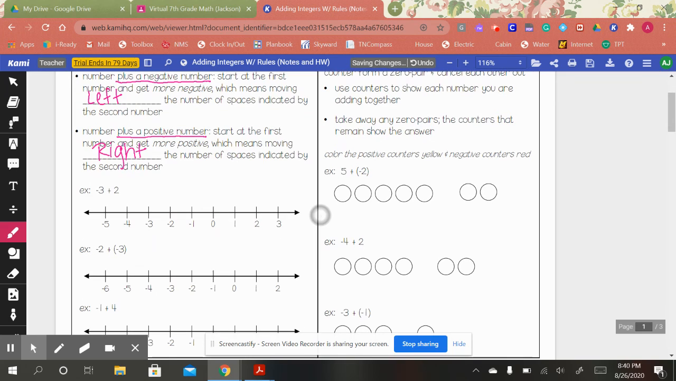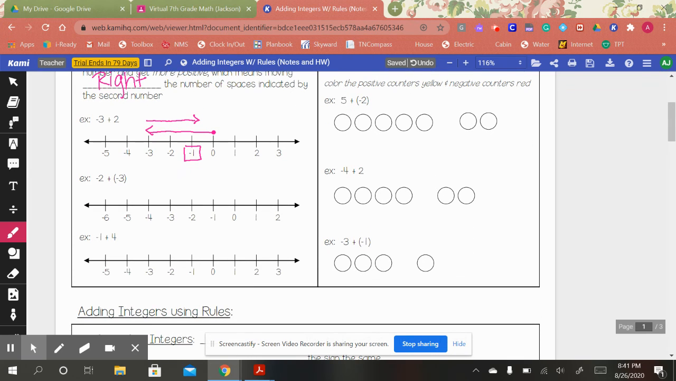Okay, and then we are going to model on the first example. We're starting at -3 and then we're adding 2. So start at 0. We're drawing our arrow to -3. And then we are adding a +2. So we are getting more positive, which means that we are going to go right 1, 2 places. And our final answer is -1.